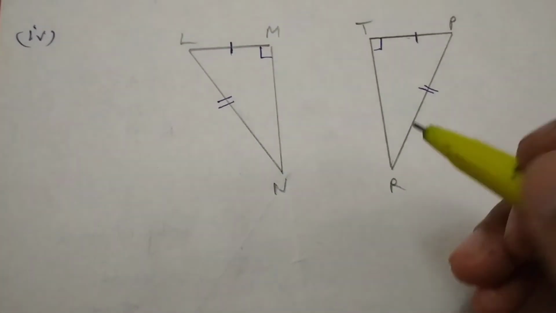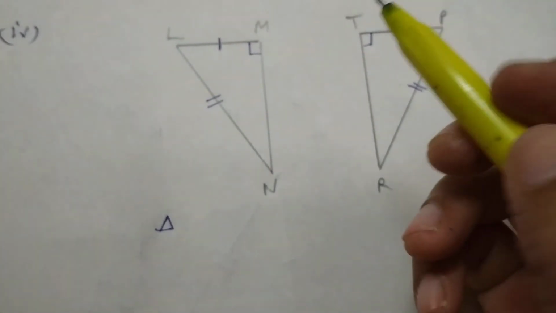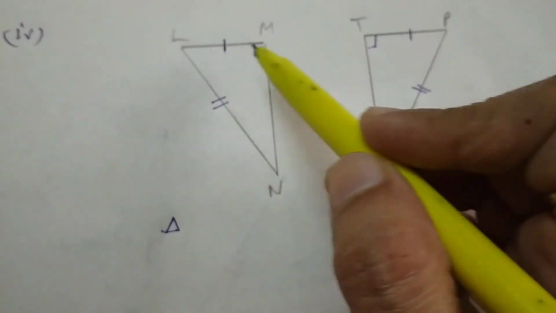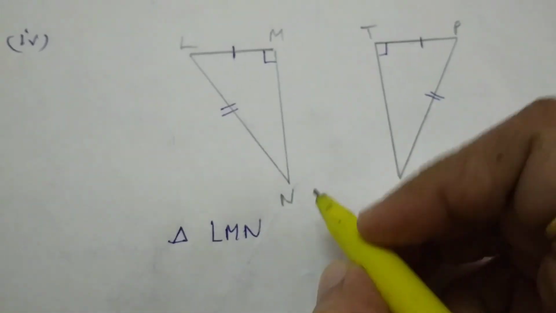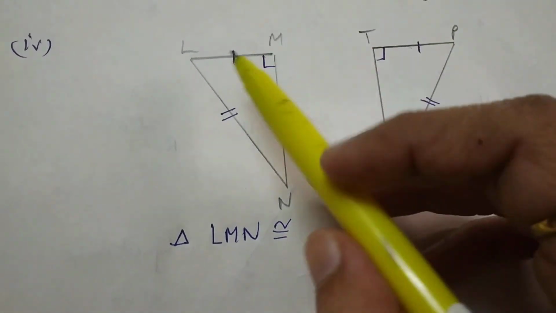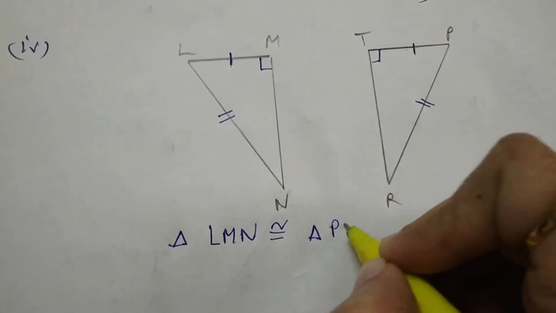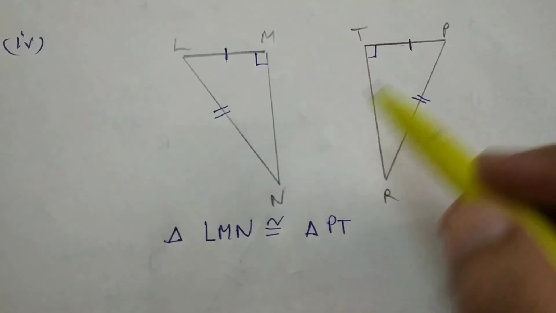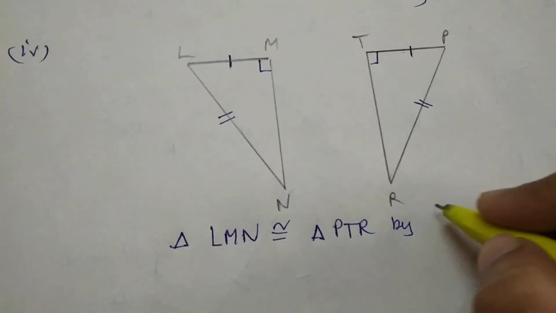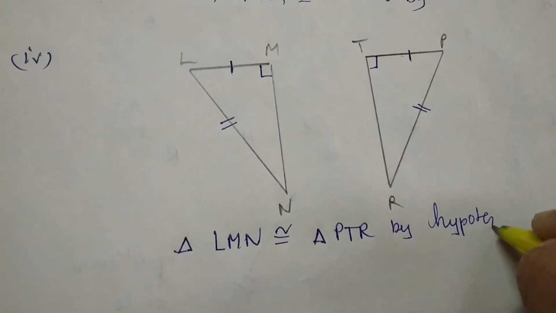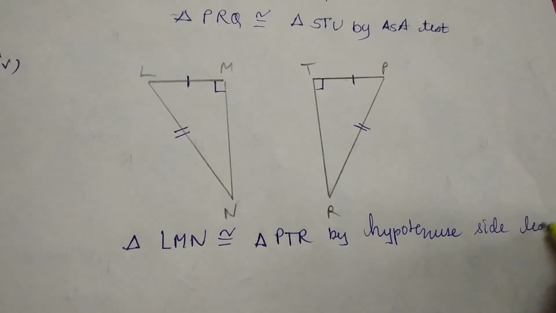But I have to write it properly. So how will I write down the triangles here? Suppose I write down this LM side first. Suppose I write down LMN is congruent to. So if I have written LM first here, I'll write down PT first here. So PT, and then I've written MN, right? So PTR. So by hypotenuse side test.